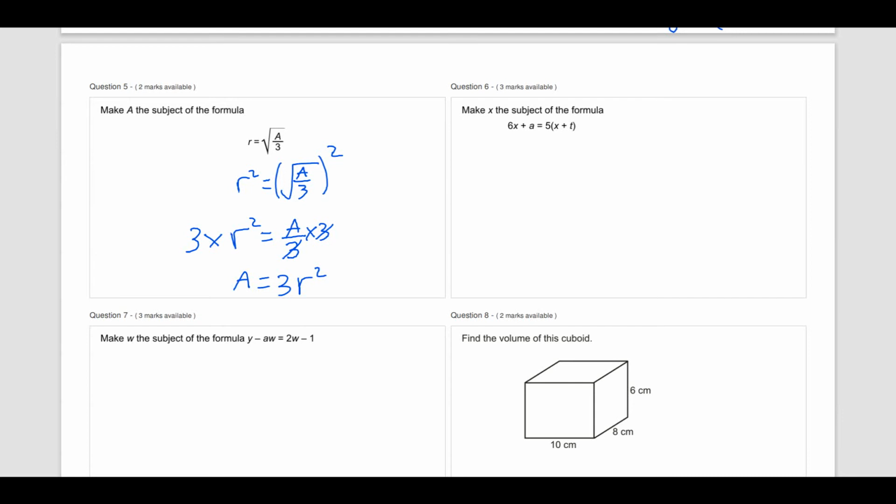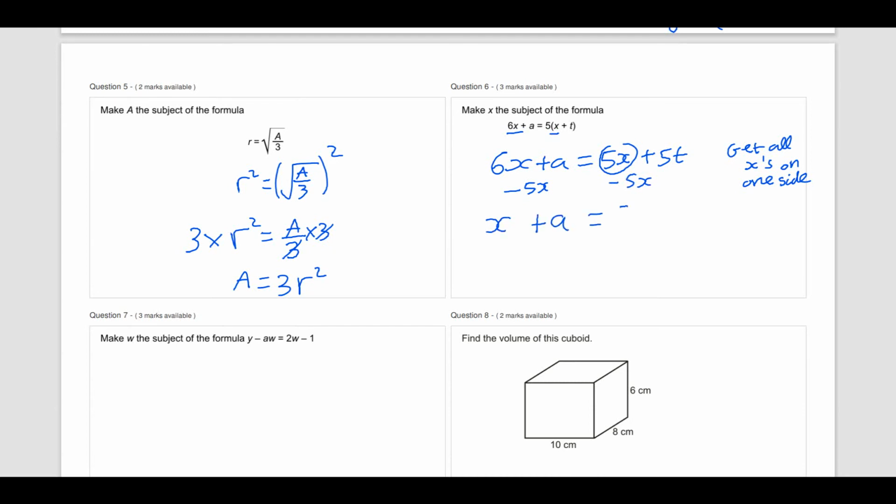For the next question, we have x's on both sides. So the first thing I'm going to do is expand my bracket. So I've got 6x plus a is equal to 5x plus 5t. Then I want to get all x's on one side. So I'm going to get all my x's on the left-hand side. So to do that, first of all, I want to get rid of that 5x. So I want to take 5x from both sides, which on the left-hand side will just give me 6x take away 5x, which is 1x, or x, plus a is equal to 5t. Then to get x on its own, I can simply subtract a from both sides. So I have x equal to 5t minus a.